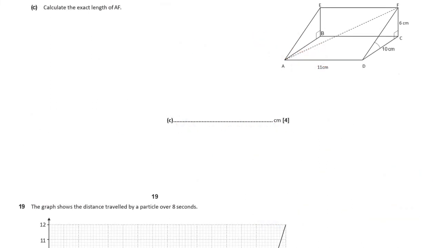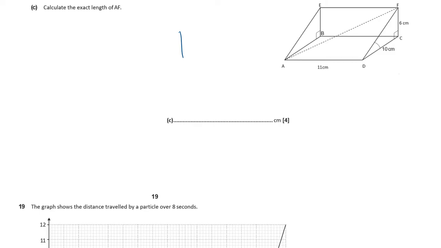Part C says calculate the exact length of AF. The exact length. Okay, so how can we find the exact length of AF? Well, I mean, this is a right-angled triangle, isn't it? It's basically a cuboid which has been cut in half, isn't it?